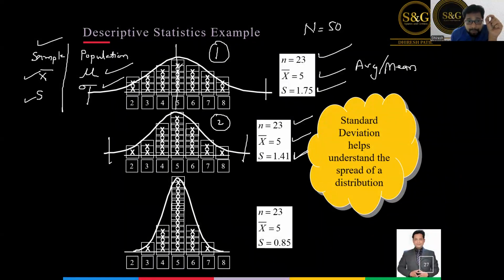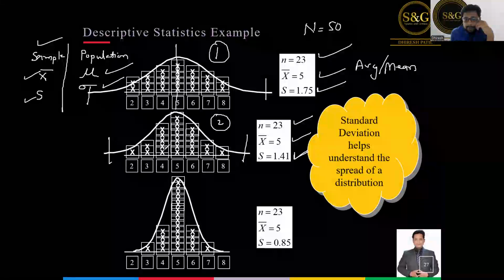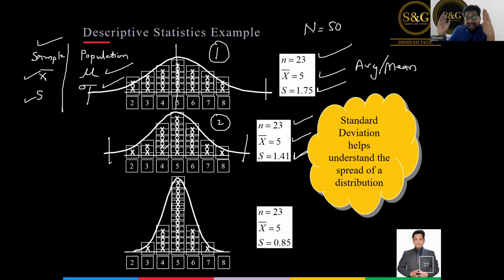And look at the spread of this graph, the bell-shaped curve. It was earlier this much, and now it has reduced. Are you observing this? Just type yes in the chat box. As the spread is reducing, the standard deviation is reducing. Simple, the average distance from the mean is reducing. So the spread is reducing.